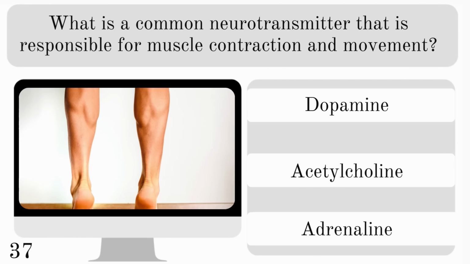What is a common neurotransmitter that is responsible for muscle contraction and movement? Is it dopamine, acetylcholine, or adrenaline? And the answer there, acetylcholine.